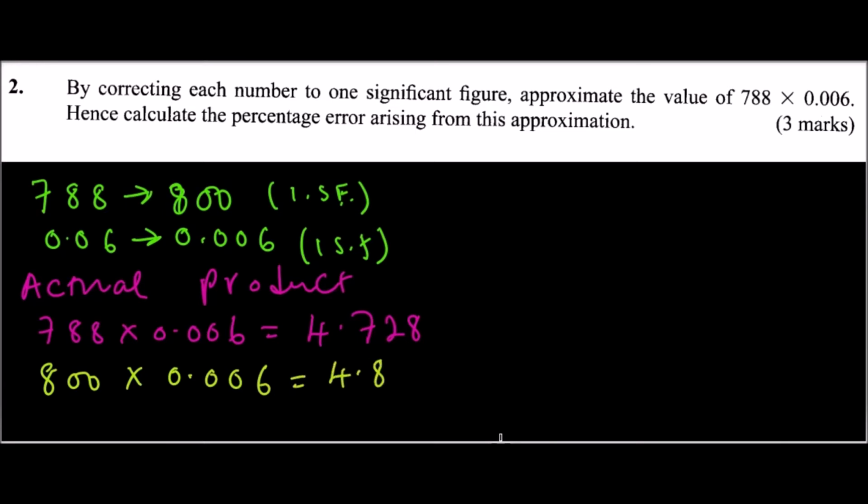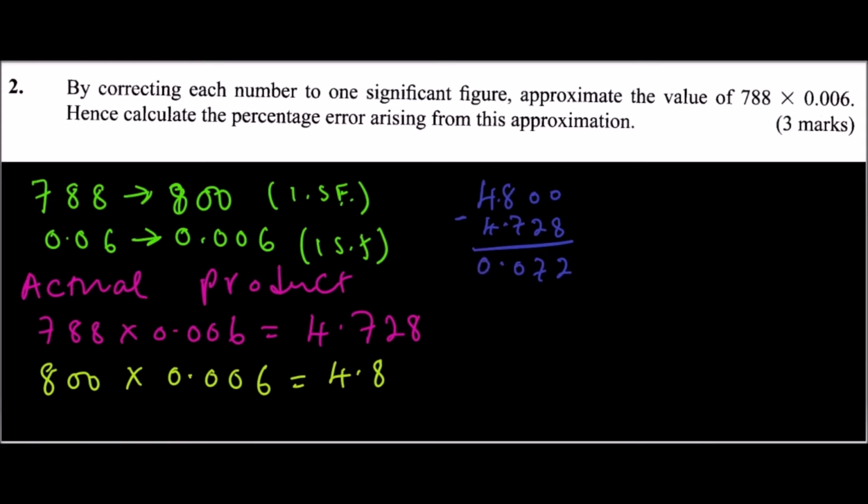Now, for us to get the difference between the actual and the approximated, what we do is we take 4.8, we minus 4.728. When you subtract, this will give us 0.072. So that is the value.